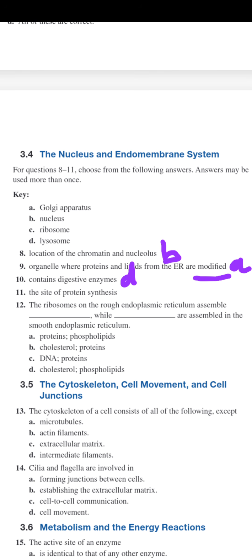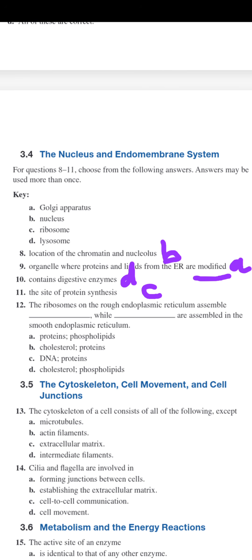Now coming to question number 12. The ribosomes on the rough endoplasmic reticulum assemble, and on the rough ER I obviously have ribosomes. We said protein synthesis, so it's proteins. While dash are assembled in the smooth. The function of the smooth endoplasmic reticulum is lipid synthesis and detoxification.